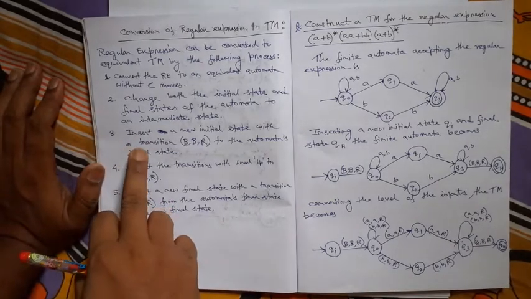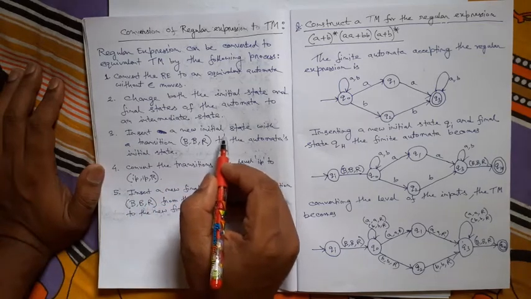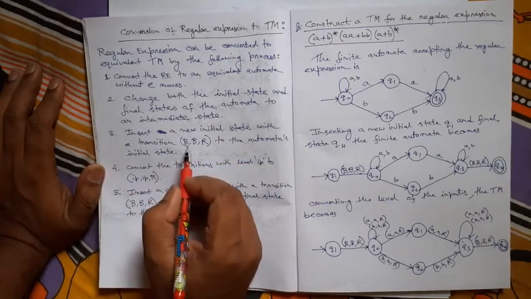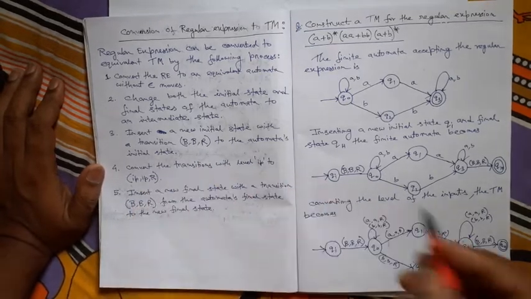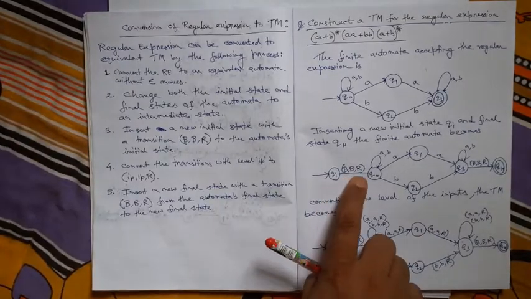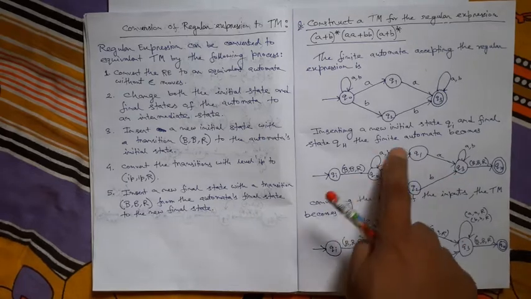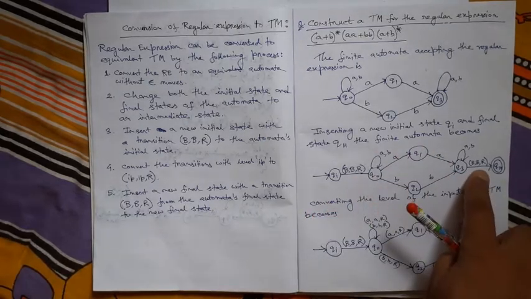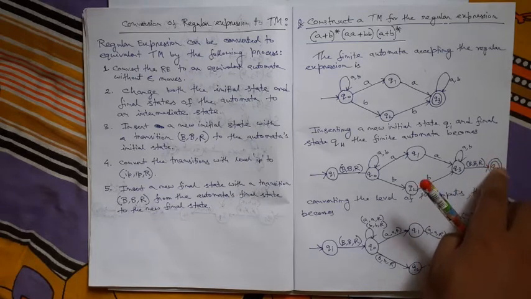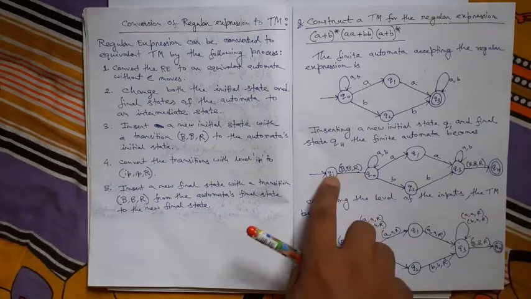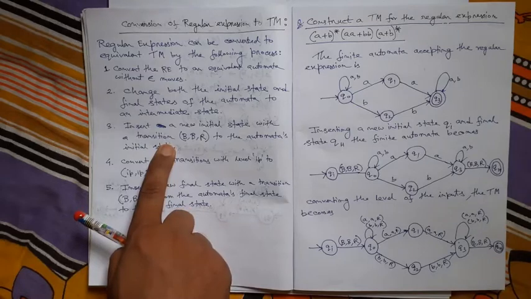Now in step 3, what is written? Insert a new initial state with a transition function blank R to the automata's initial state. So you can see here also blank R is given, and afterwards the automata is the same as it is. In the final state also blank R is given, and this is the QH, the halt state. So this transition you have to give as per the third process.